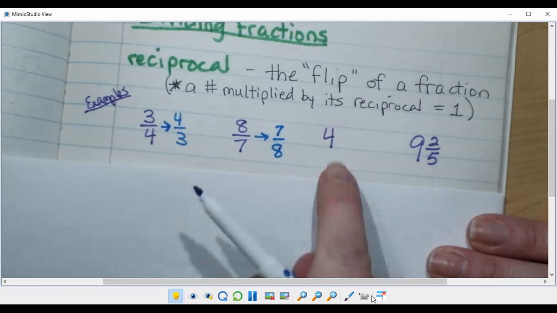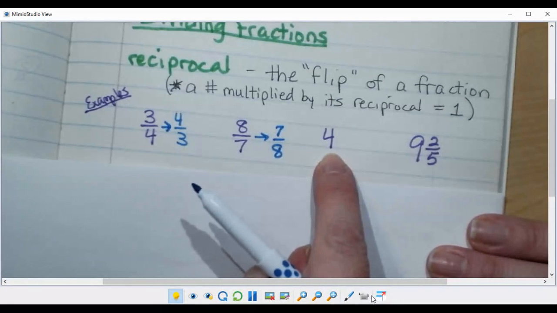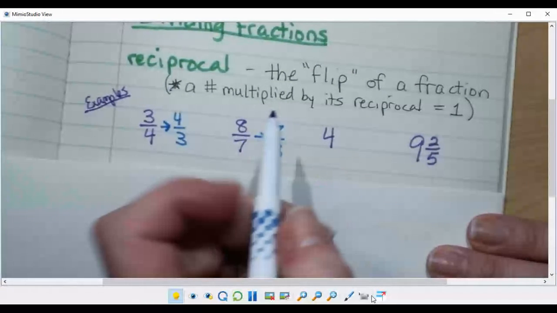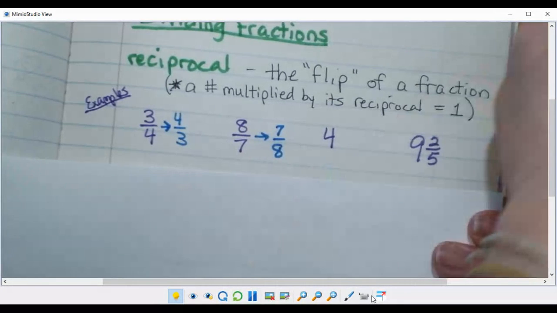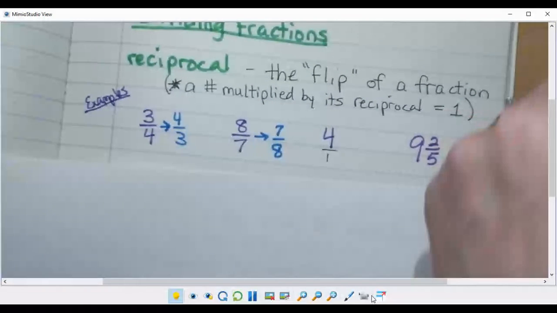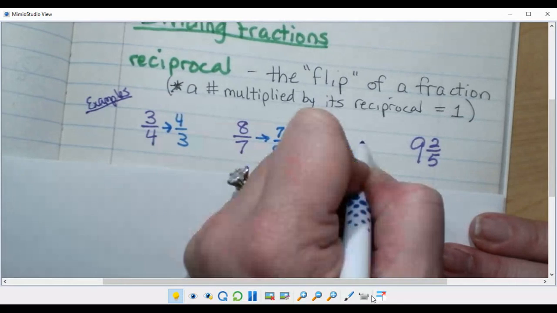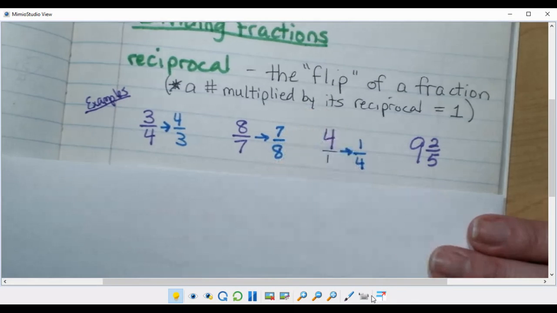All right, how about our whole number 4? It's kind of hard to flip when there's only one number. What should be in the denominator spot? It's really there. It's just hiding. It should be a 1. So when I go to flip that, 4 turns into 1/4.